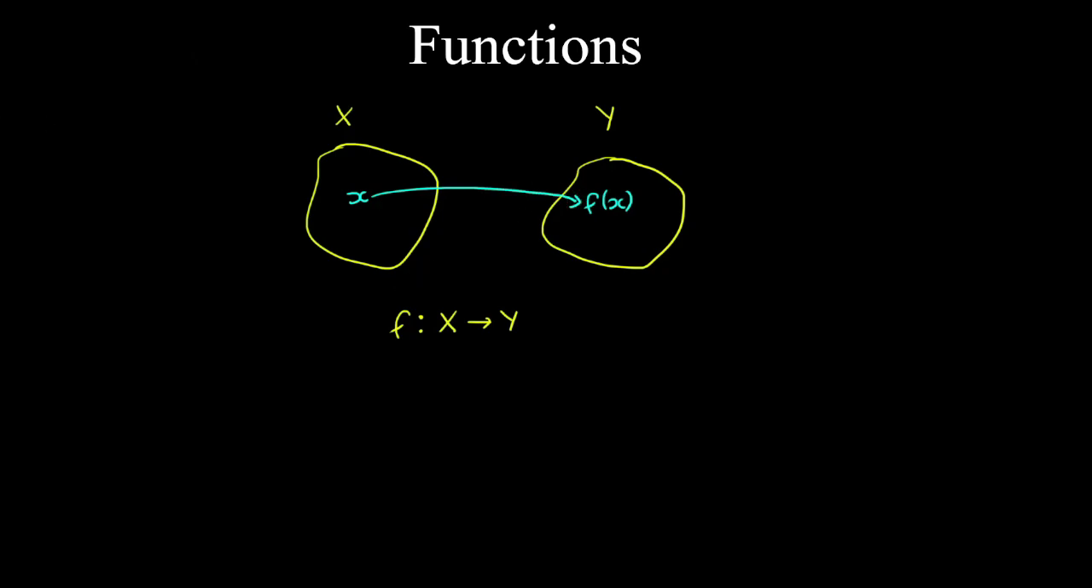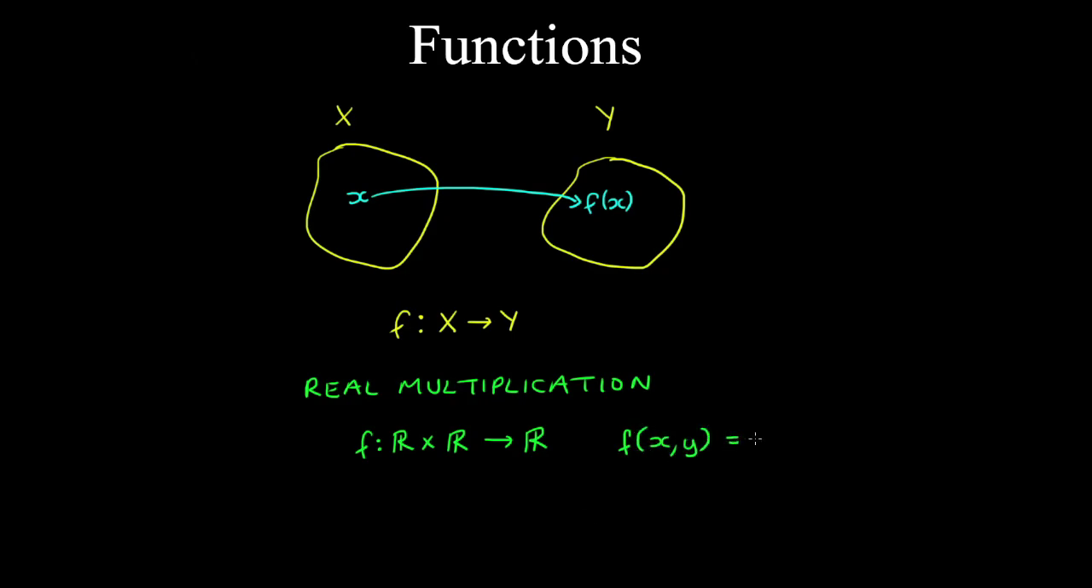So an example of a function is real multiplication. So we have a function that maps a pair of real numbers to a real number, is defined as a function of x and y being equal to x multiplied by y.